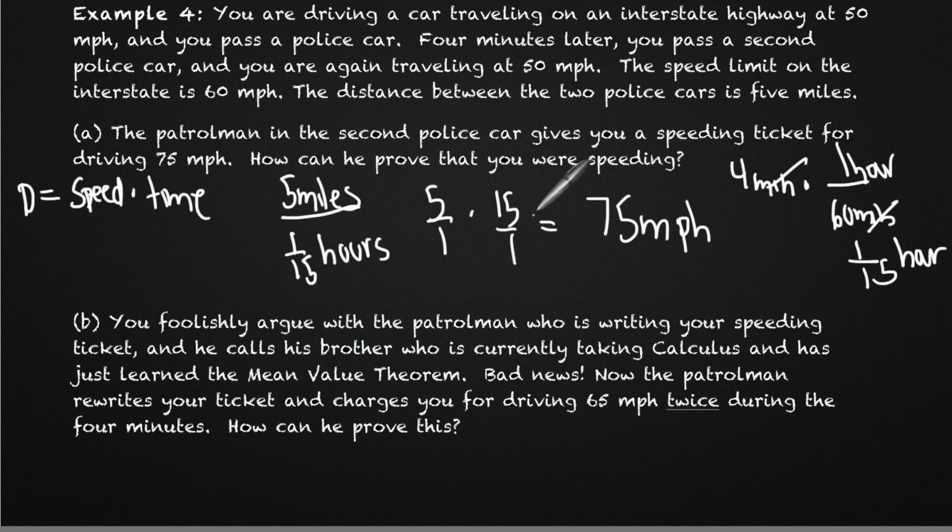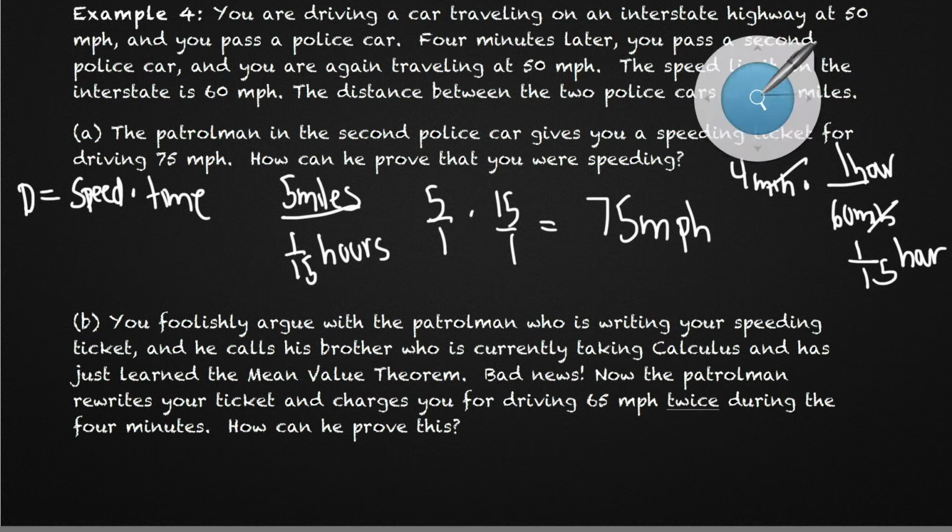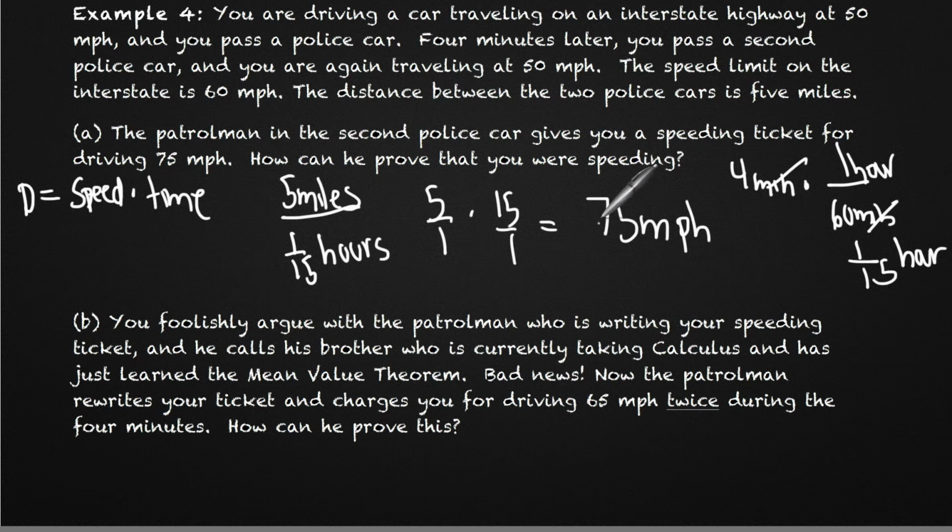Meaning, in order for this person to go from point A to point B, 5 miles in 4 minutes, they had to have averaged a speed of 75. All right, which means they had to have gone faster than 75 in order to average 75, because they had to ramp up from 50 to get there and ramp down to 50. So we know that he was speeding.